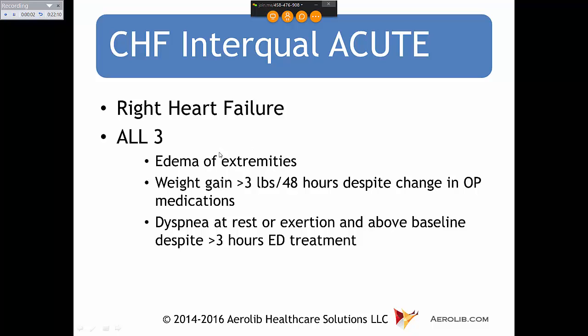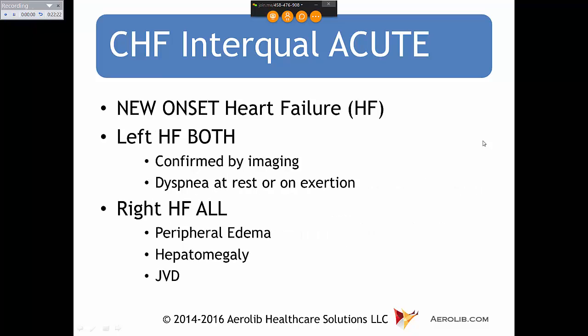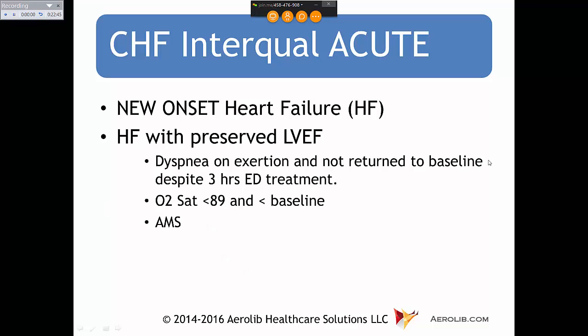Interqual talks about right heart failure, and they say we need all three of these: lower extremity swelling, weight gain, and dyspnea at rest. Again, a reflection of basic CHF documentation. Now, CHF Interqual criteria for acute, they talk about new onset heart failure, left heart failure, which is confirmed by imaging or dyspnea at rest, and then right heart failure with peripheral edema, hepatomegaly, and JVD. Again, all basic med school, residency, examination, and historical data that we should have.